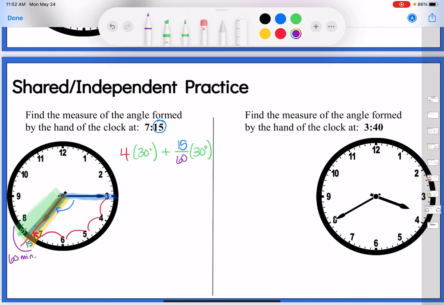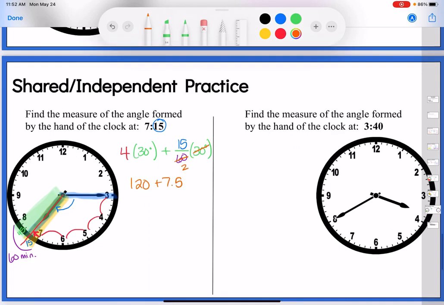All right, doing a little calculations here. 4 times 30 is 120. Let's see, this will cancel, give me 2. 15 divided by 2 is 7.5. So my final answer is 127.5 degrees. All right, next one at 3:40.